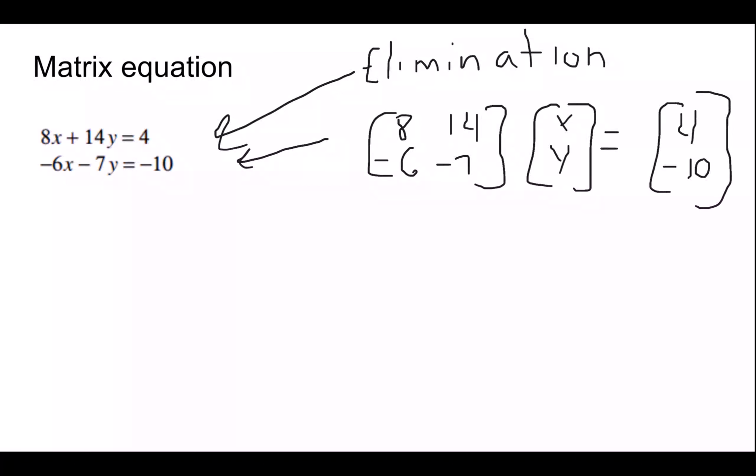So again, we're going to do the exact same steps. We're going to invert this matrix. After we invert this matrix, we're going to multiply both sides by it. When we multiply this side, it should become the identity. And when we multiply this side, it should give us what our x value is and what our y value is. So let's invert that matrix.